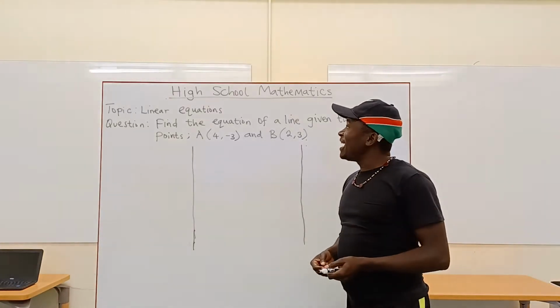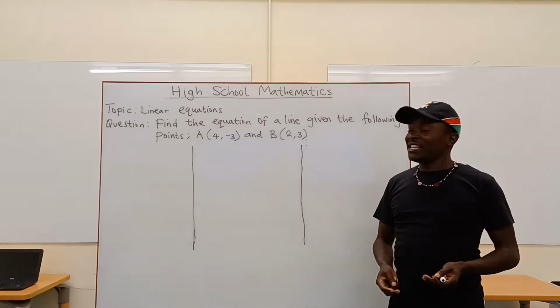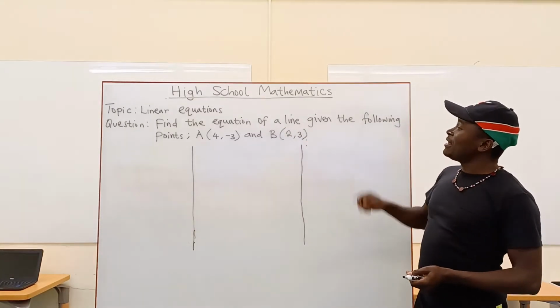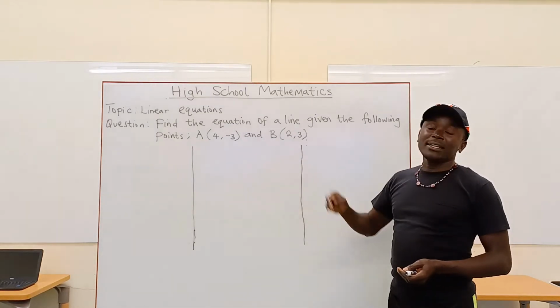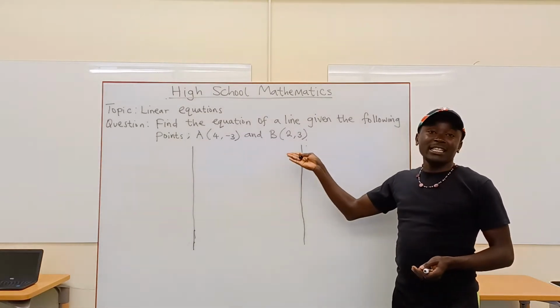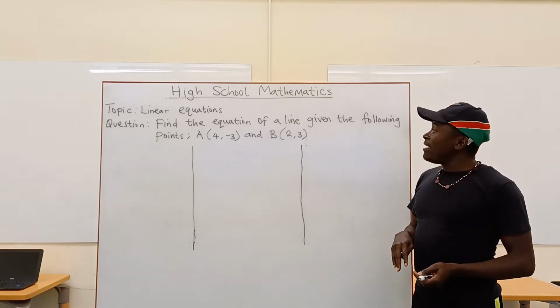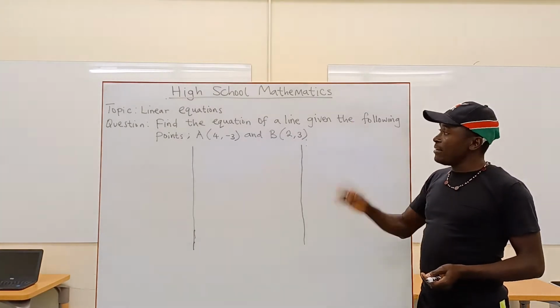Welcome back, viewers. Today we're going to work on linear equations. We have this question that reads: find the equation of a line given the following points. Point A has x and y values of 4 and negative 3, and point B has x and y values of 2 and 3.